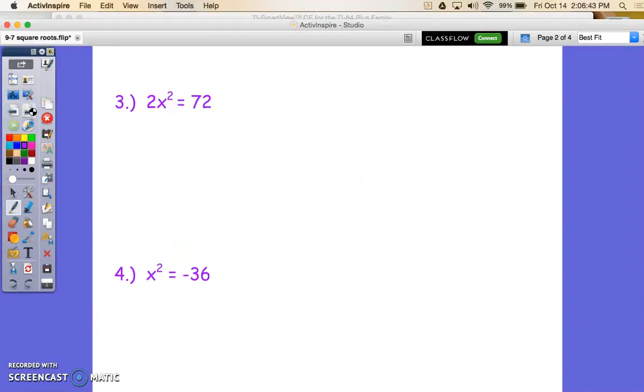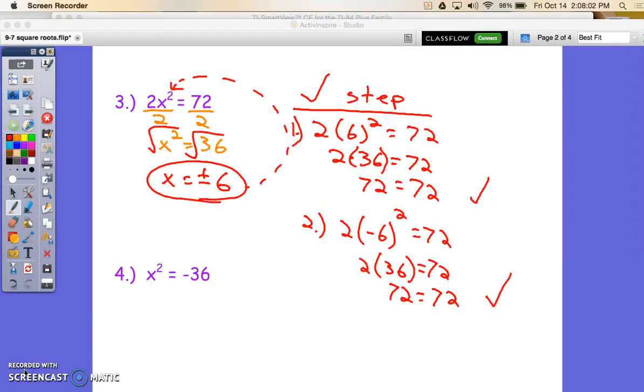Now, let's just go ahead and do a couple other problems. Why don't you go ahead and try this one, number 3. So hopefully as you did it, you would have seen that we divide by 2, we take the square root of both sides, x equals positive or negative 6. Then I went ahead and substituted my values in for x, and I got 6 squared, 36 times 2, 72 equals 72. And because negative 6 squared is also the same as positive 6 squared, 72 equals 72 as well.